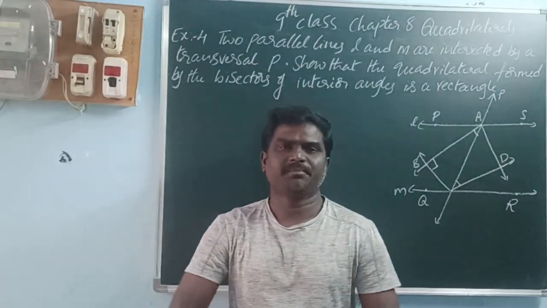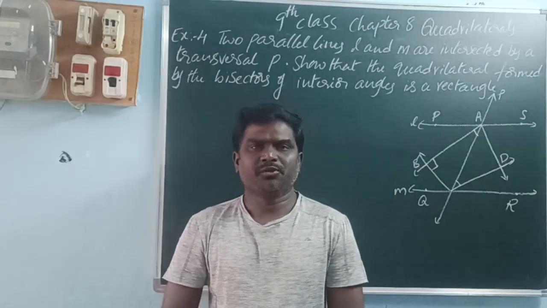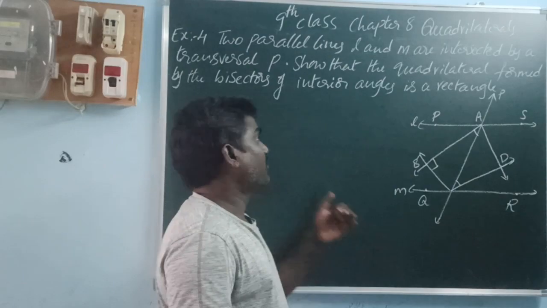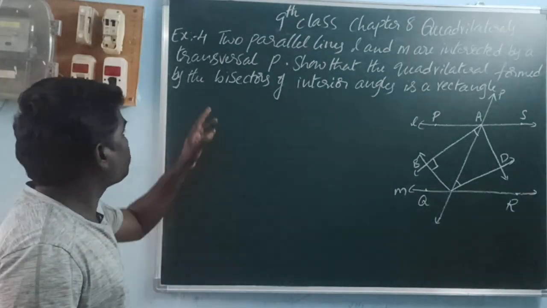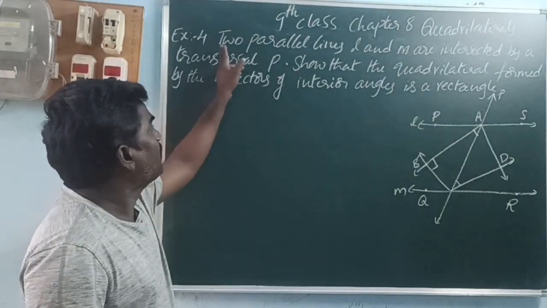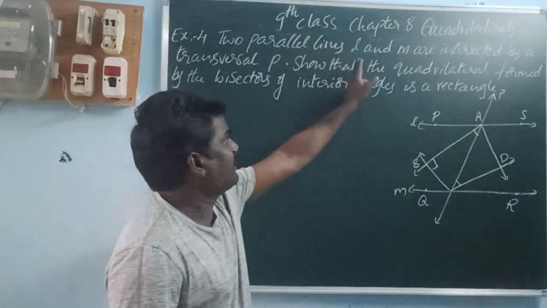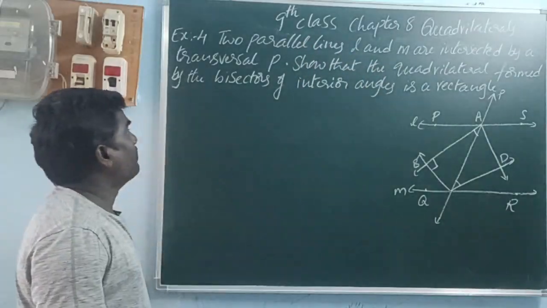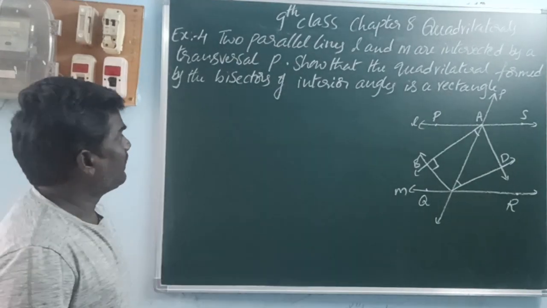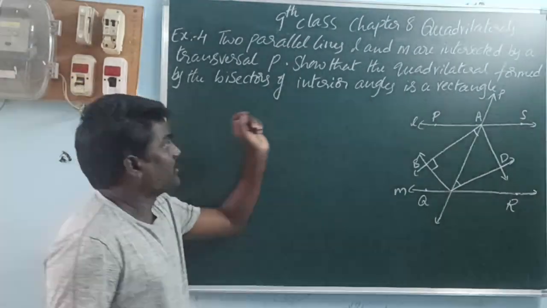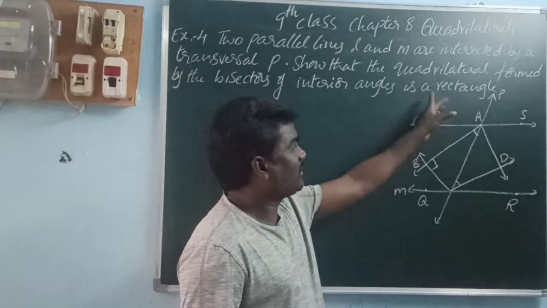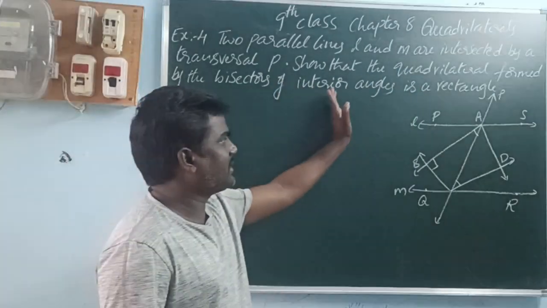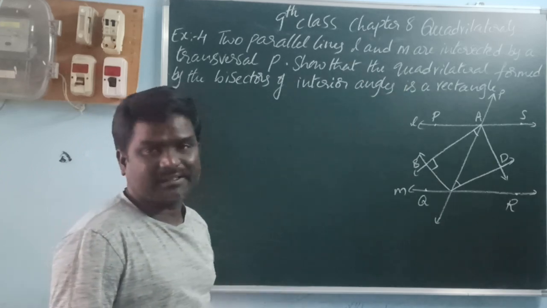This is Balakrishna. In this video, I am going to explain class 9, chapter 8, quadrilaterals, example 4. What is example 4? Two parallel lines L and M are intersected by a transversal line P. Show that the quadrilateral formed by the bisectors of interior angles is a rectangle.